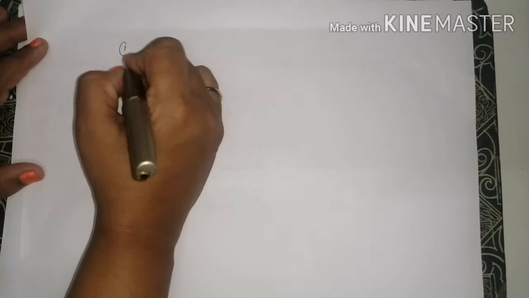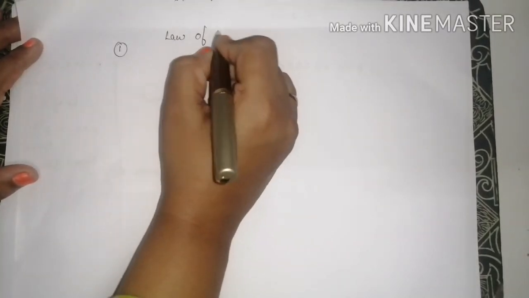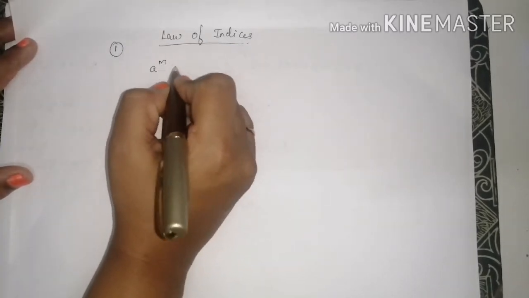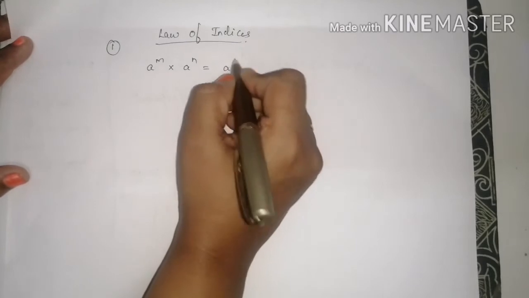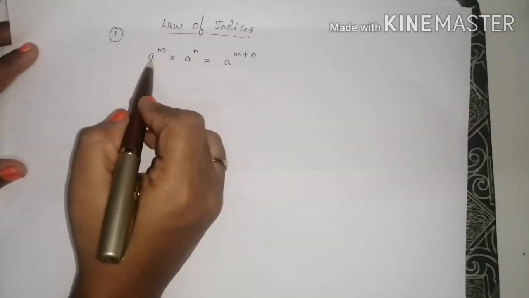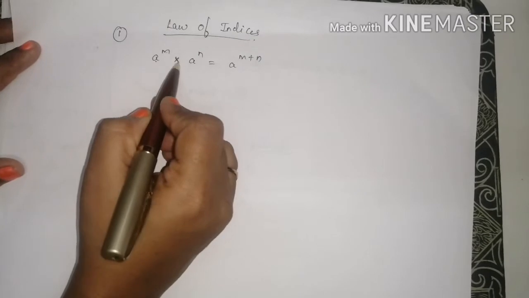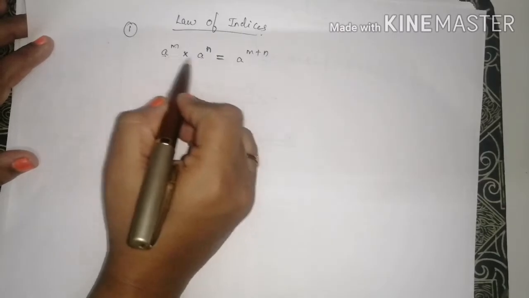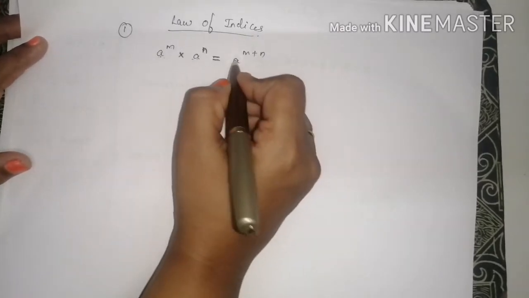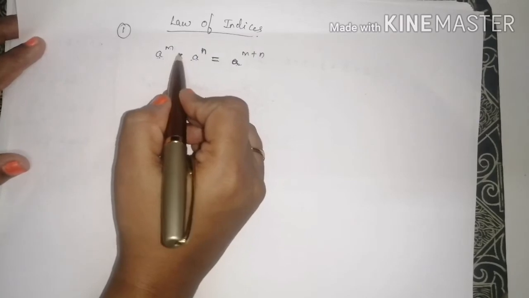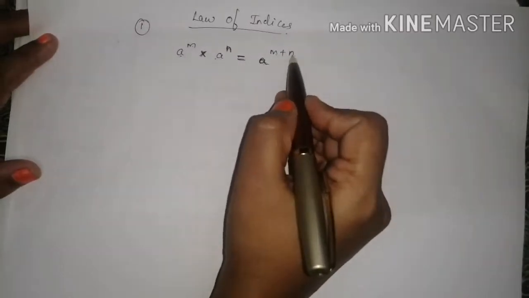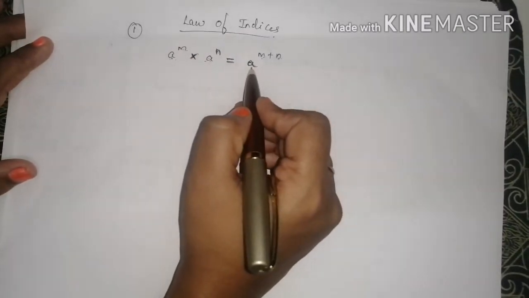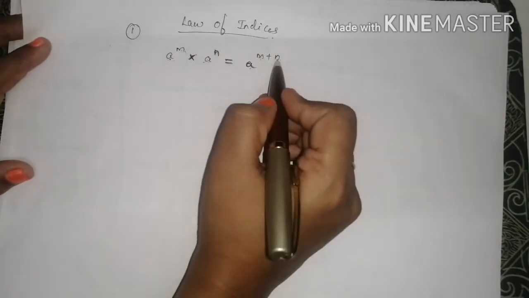So the very first law which we are going to use is a raised to m into a raised to n is equal to a raised to m plus n. See, this is a raised to m multiplied by a raised to n. If the base is same, you write the base one time only, a, and if multiplication is there, you add the above powers, that is m plus n.